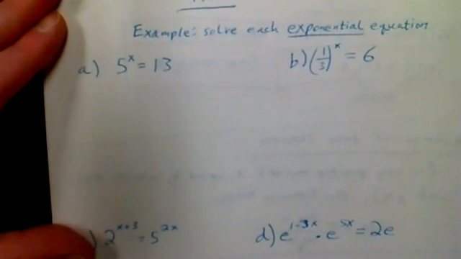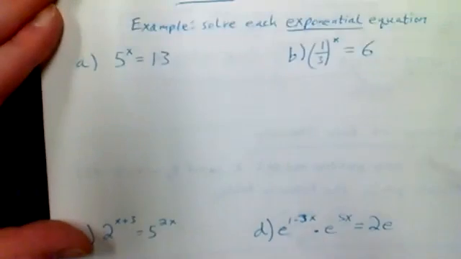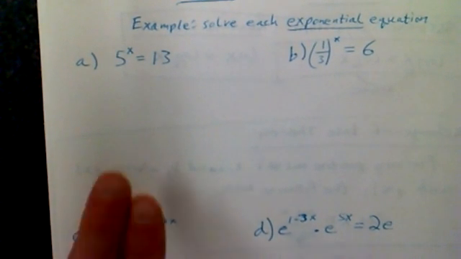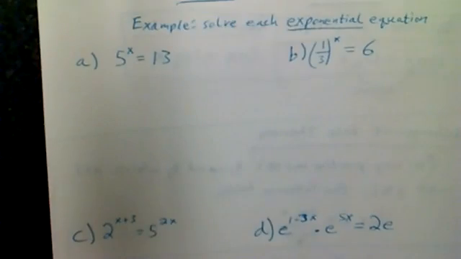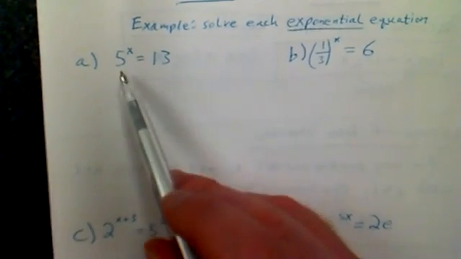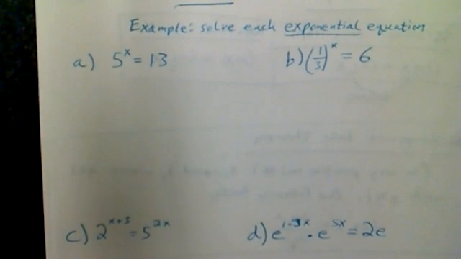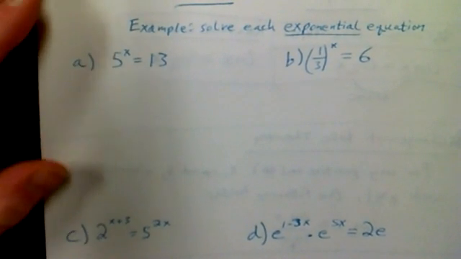Okay, so let's start with this. 5 to the x is equal to 13. Now, the way we solved these before is we tried to get a common base, right? And then we would say, okay, if the bases are equal and these two expressions are equal, then the exponents would have to be equal. But it's not so easy to get common bases in this case. So what can I do? Well, I'm going to use properties of logarithms.